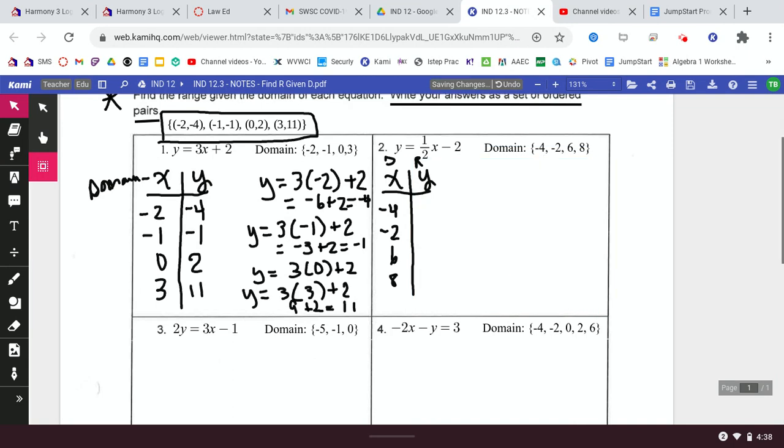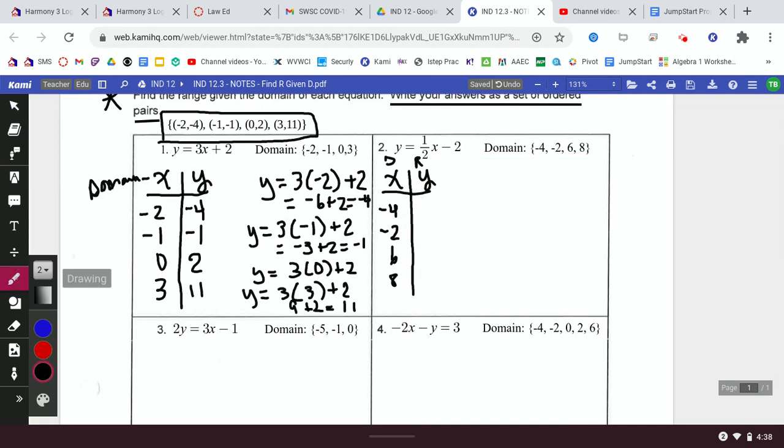So the last one I'm going to plug in is 8. So you've got y equals 1/2 times x, and in this case the x is an 8, minus 2. 1/2 of 8 is 4, minus 2, and 4 minus 2 equals 2. So you'd fill in that last, oh, I forgot to write them in there. So that was a -4, and that was a -1. I think I erased those. 1/2 of -2 is -1.